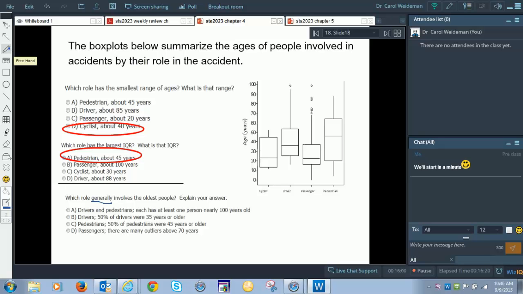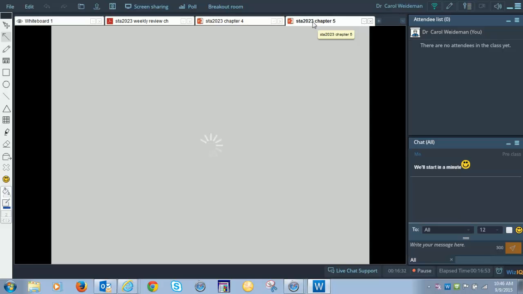Which role generally, and the key word on this one is generally, involves the oldest people? So when I say generally, that's really talking about the mean or the median age. So even though the passenger group has a lot of outliers on this side, I would go with the pedestrians because 50% of them are more than 45 years old, which is greater than any other group here. So I would say generally the pedestrian group has the oldest people.